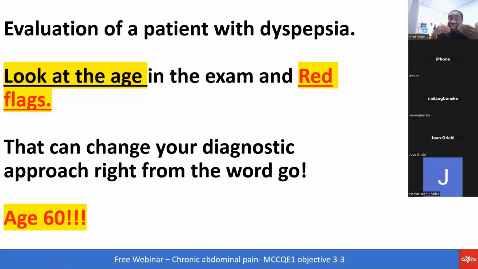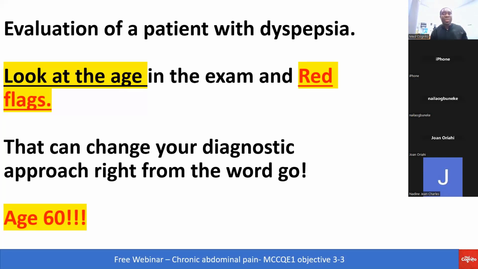Now, if a patient has symptoms of dyspepsia, such as early satiety and bloating, remember that this exam is at the level of a medical student. So usually they want to know, what is your next best step? For the next best step in management or investigation of a patient with dyspepsia, one thing you need to keep in mind is the patient's age.